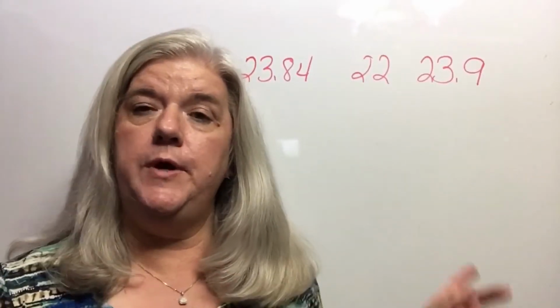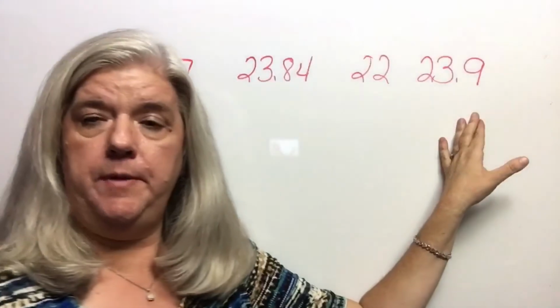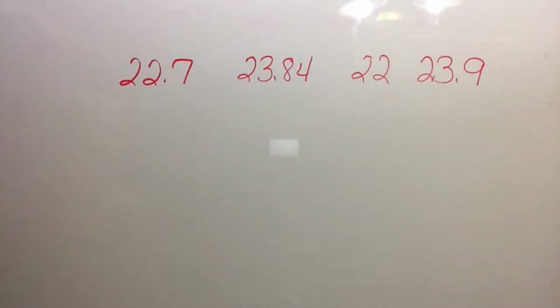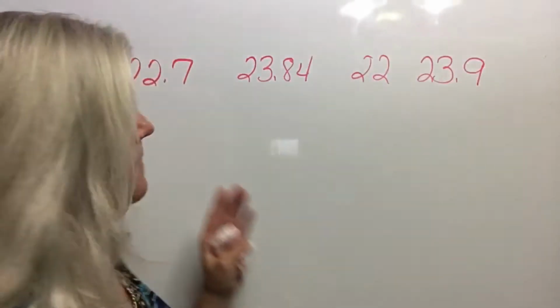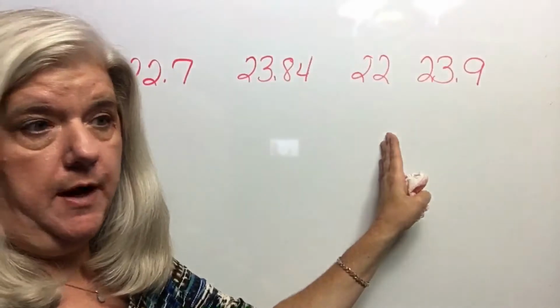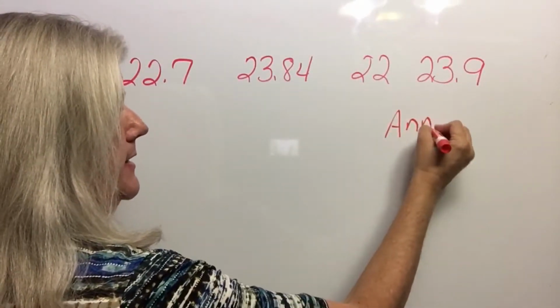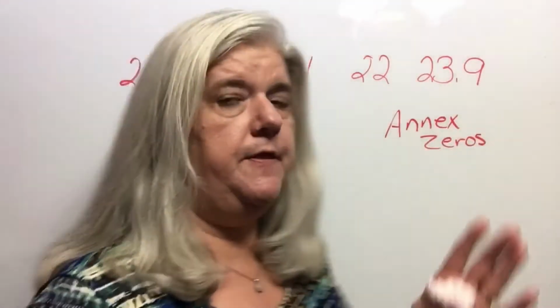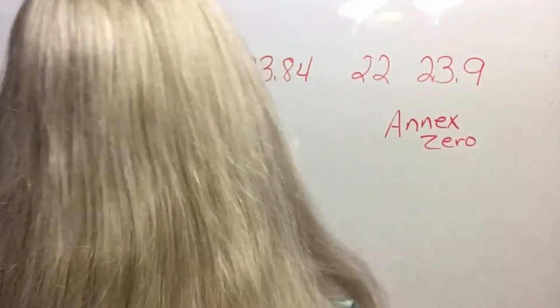So now on the board I have 4 numbers, and it is a mixture of whole numbers and decimal numbers. So what I need to do now is to line these numbers up according to place value and then compare them from left to right. Now remember, we talked in a previous lesson that we can annex zeros so that everything is lined up and nice, okay? So let's look.